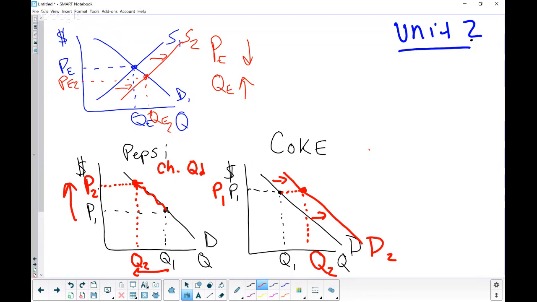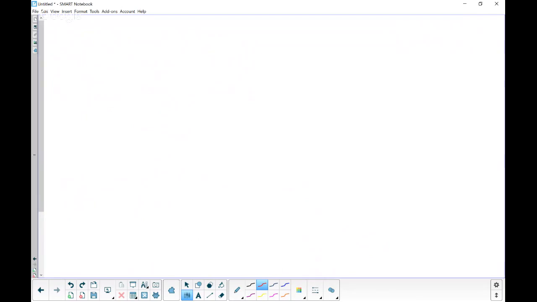Does that help out for those that were struggling with quantity demanded and change in demand? Let me know if it didn't, and I can revisit that maybe in a different way. But that is essentially your big difference between a change in quantity demanded versus a change in demand. Again, just shoot me a comment there to let me know if that helped.